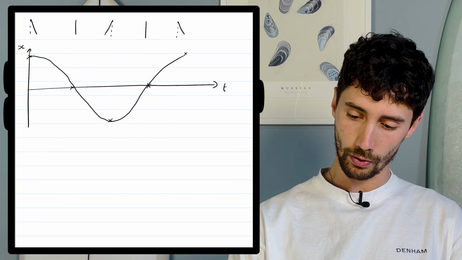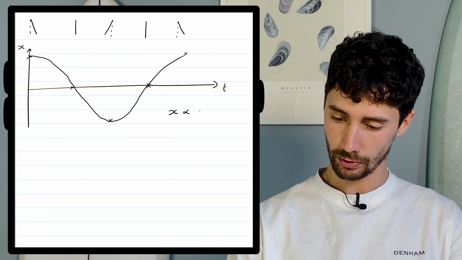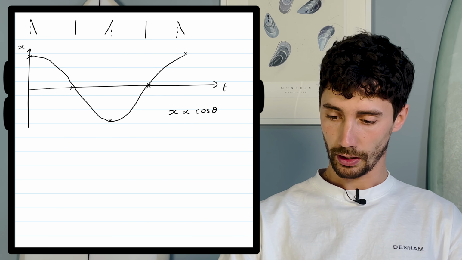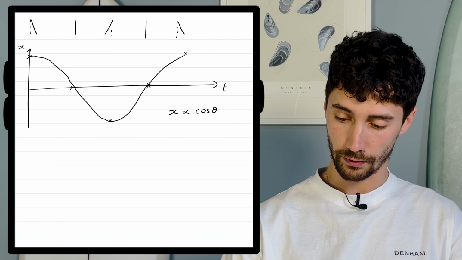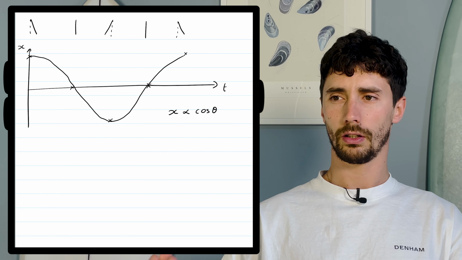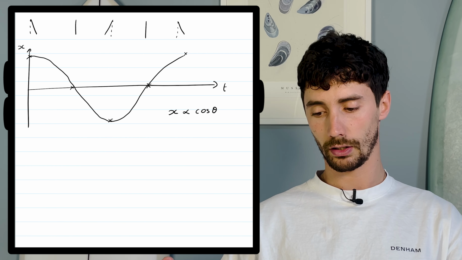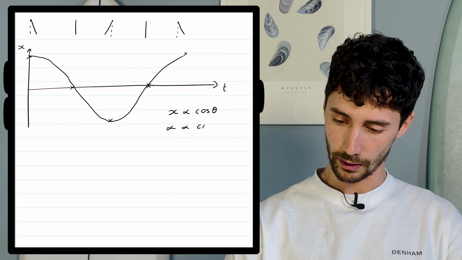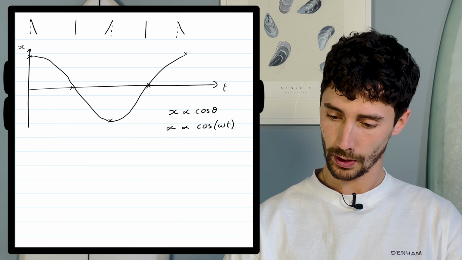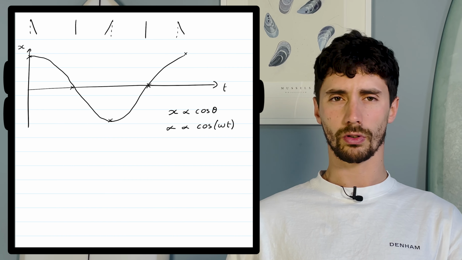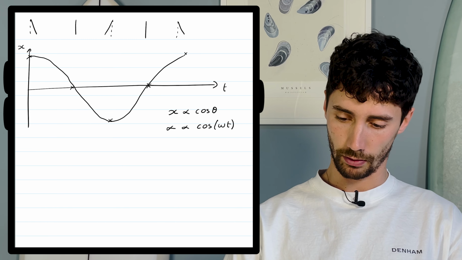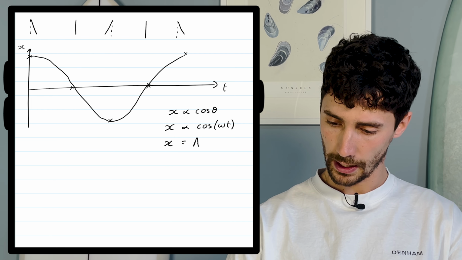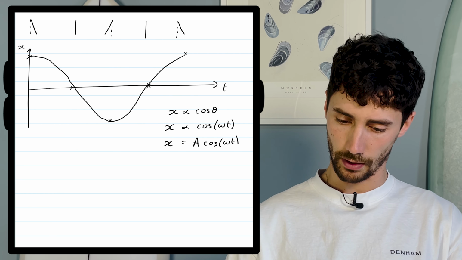Okay, so we know that x is proportional to cos theta. We know that theta is related to angular frequency by the equation: angular frequency is the rate of change of the angle, so theta over time. So we can replace our theta with omega t. What's the proportionality constant? Well, what's the maximum displacement? It is the amplitude. So our displacement is equal to a cos omega t.